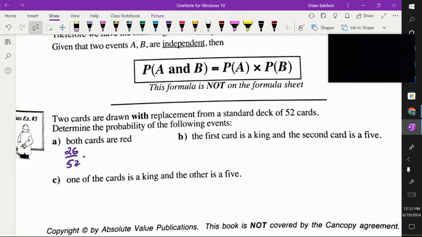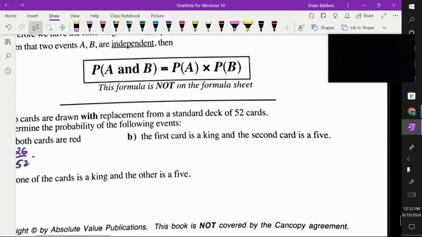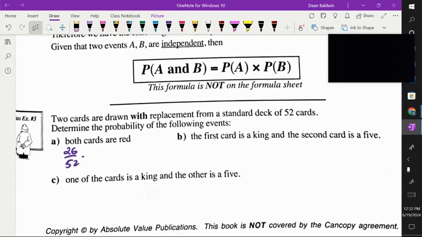They don't change. Why is it still 26? I thought it was, wait, you replaced it. Oh, with replacement. Oh my gosh. All right, so you get a 4. Okay. First card is a king, second card is a 5. 4 out of 52, 4 out of 52.